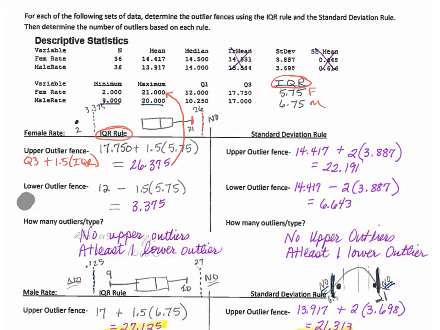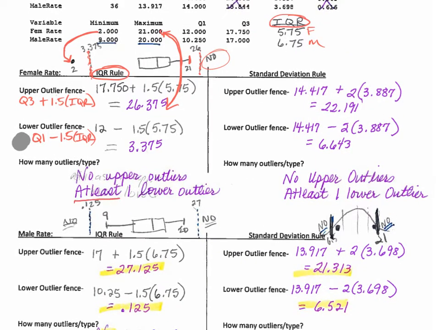You want to know, is the maximum outside the fence? If it's outside the fence, above it, you have outliers. So since the maximum is not above that, no upper outliers. Then you identify your minimum. Your minimum ends up being here at 3.375, and your lower fence is Q1 minus 1.5 IQRs. When you calculate that at 3.375, your minimum is below that lower fence, so you do have, and here's what you have to say, at least one lower outlier.